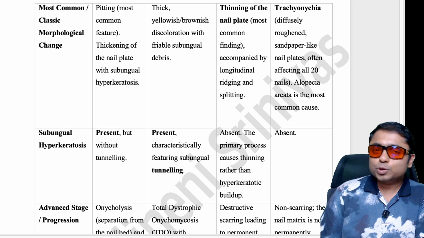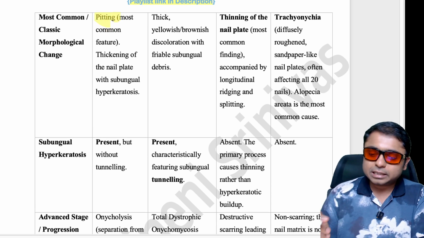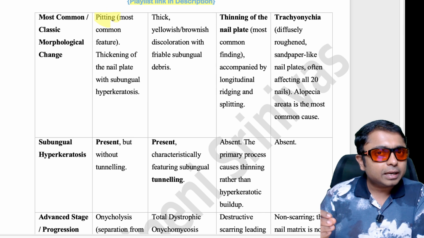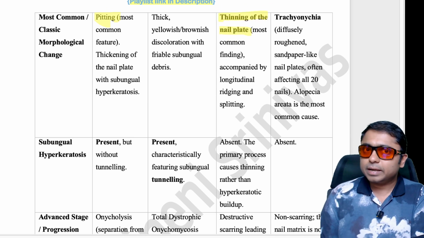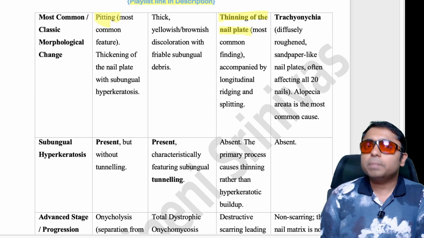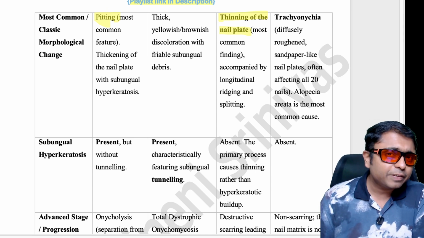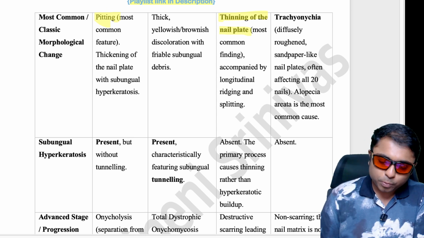Coming to the most common presentation in psoriasis, yes, pitting is the most common presentation, whereas in nail lichen planus, very interestingly, exact opposite, thinning of the nail plate is the most common feature. What is the most characteristic feature of nail lichen planus? Yes, it is pterygium. Remember this very important point.